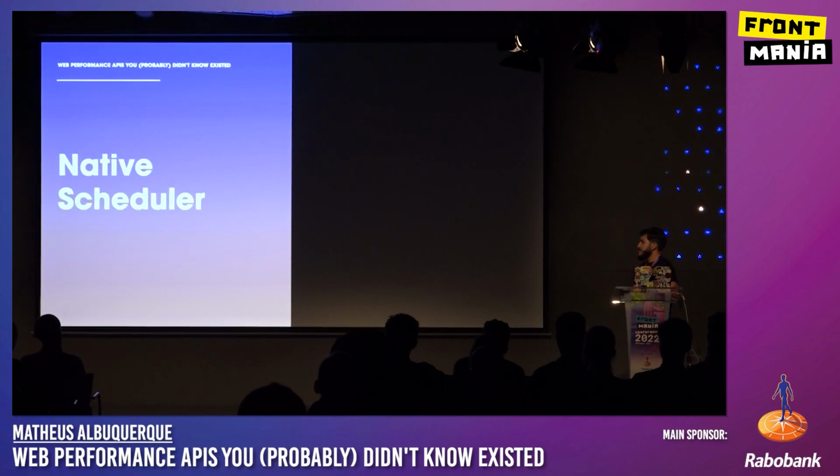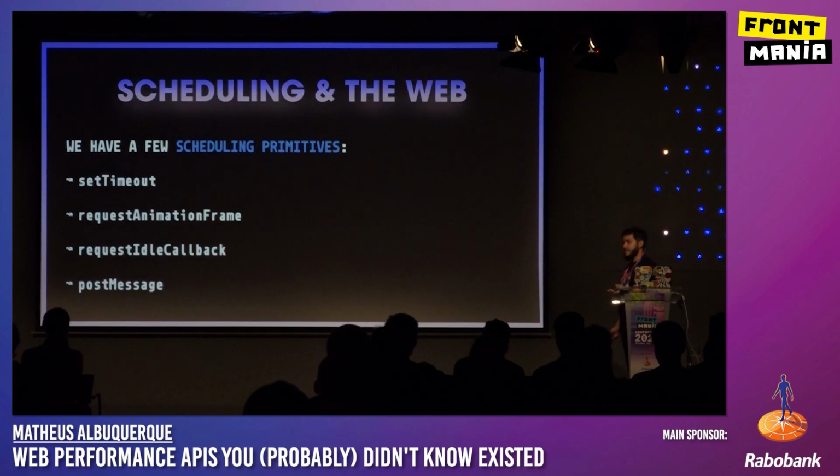The last one here is the native scheduler, and I don't have a lot of time to approach that, but it's one of my favorite things happening on the web. We do have a few scheduling primitives already. We have setTimeout and setImmediate. We have requestAnimationFrame. We have requestIdleCallback. And if we're doing workers, we even have postMessage, which is a scheduling mechanism in a sense.